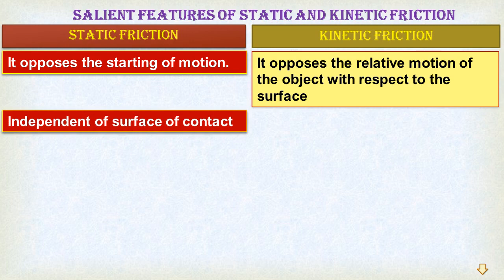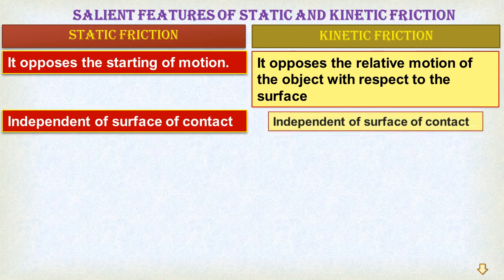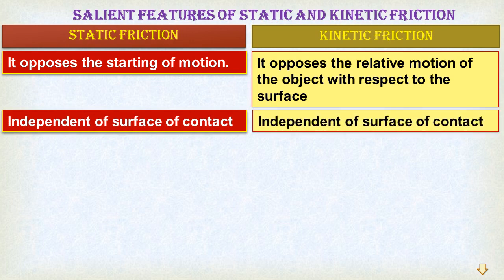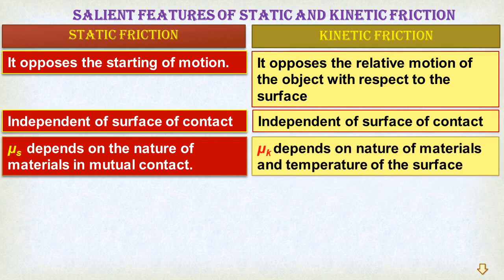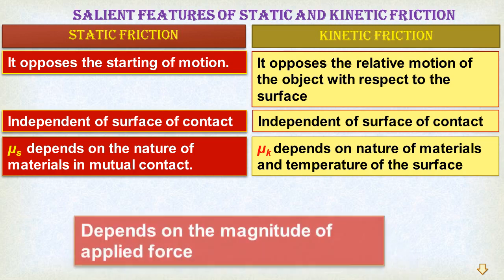Static friction is independent of the surface of contact. Kinetic friction is also independent of the surface of contact. Mu s depends on the nature of the materials in mutual contact, that means the tire and the ground. Mu k, that means the kinetic friction, depends on the nature of the material and the temperature of the surface. It's very hard to move on a rainy day than in a hot summer.